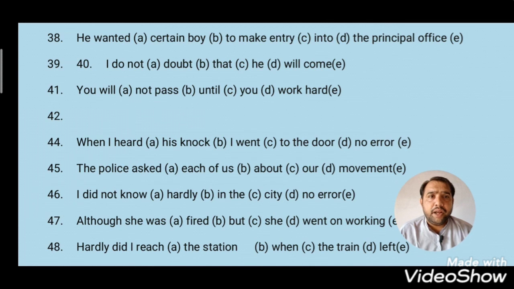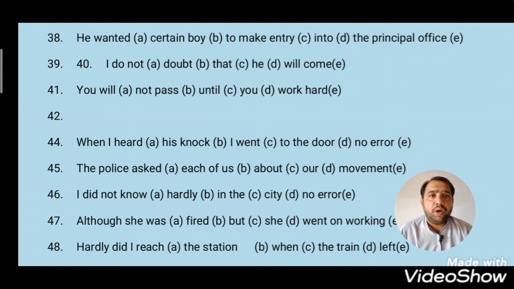Number 38. He wanted certain boy to make entry into the principal office. Guys, here in this example you will notice that we have added certain with the noun boy. Sometimes when you are going to use this structure, certain with a noun, here you should place an article.